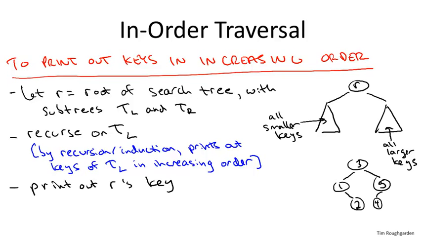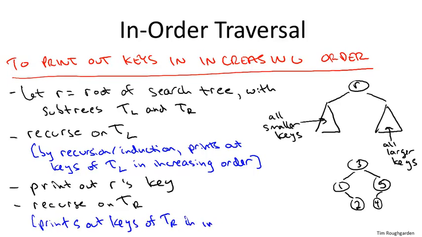Now, if you think about it, it's the perfect time to print out the key at the root, right? We want to print out all the keys in increasing order. We've already done everything less than the root's key. Recursing on the right-hand side will take care of everything bigger than it. So in between the two recursive calls, and this is why it's called an in-order traversal, that's when we want to print out r's key.